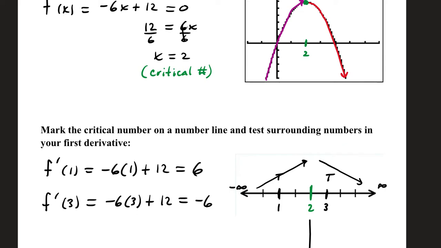If you look at the graph at the top right of your screen, you can see that the graph increases until you get to your critical number. After your critical number, the function decreases, which matches our first derivative test.